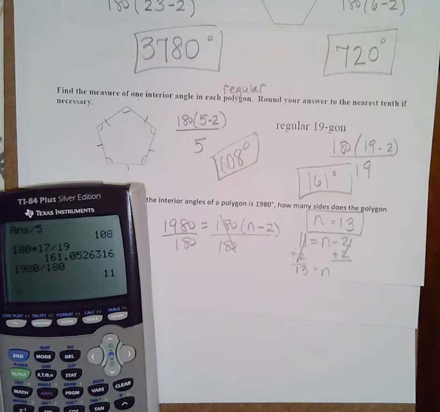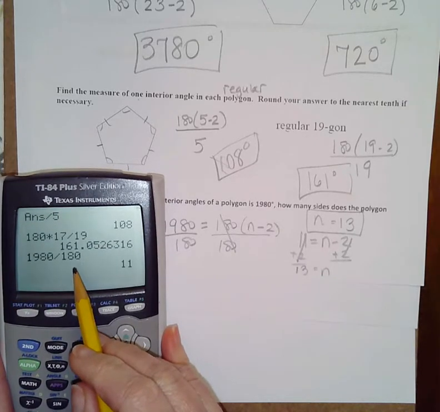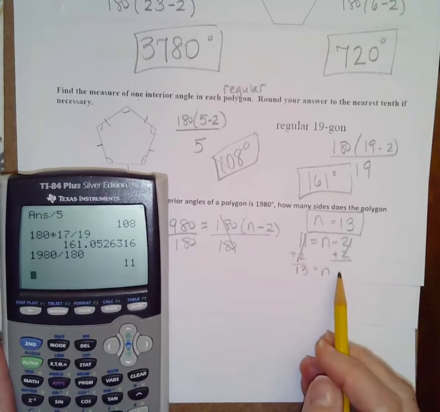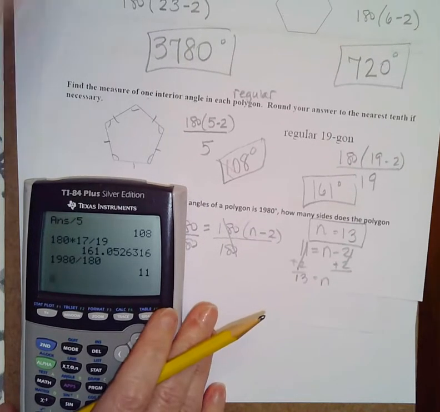Okay, so just know when you do a problem like that, whenever you divide, so here I'm dividing by 180, I have to get a whole number. If I don't get a whole number, then I don't have a whole number of sides, and that wouldn't make any sense. Okay, let's move on.